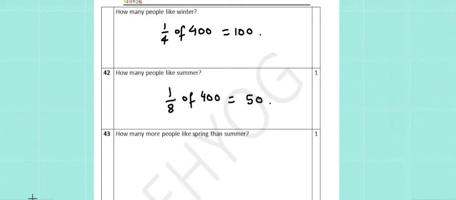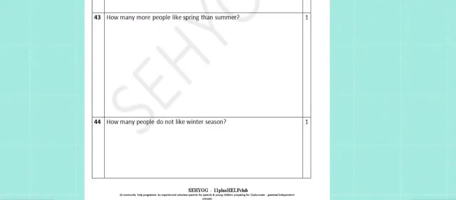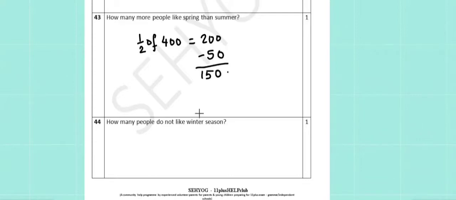Now, for finding that how many more people like spring than summer, we will first find the number of people who like spring, that is half of the whole population, as we have seen in the pie chart. So, 200 people like spring and only 50 people like summer. So, all we need to do is the calculation, that is subtraction of 50 people who like summer from 200 people who like spring, and our answer is 150 more people like spring than summer.